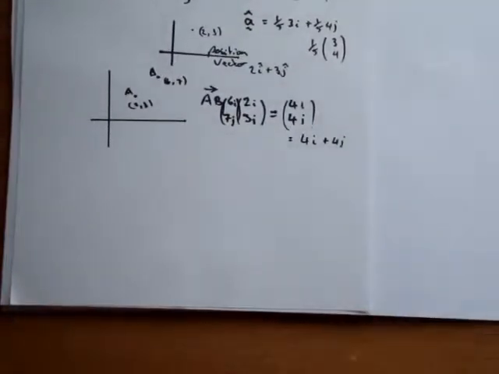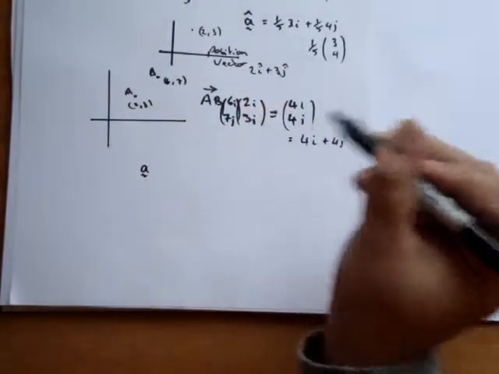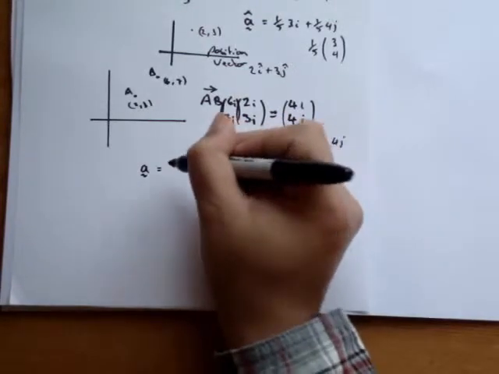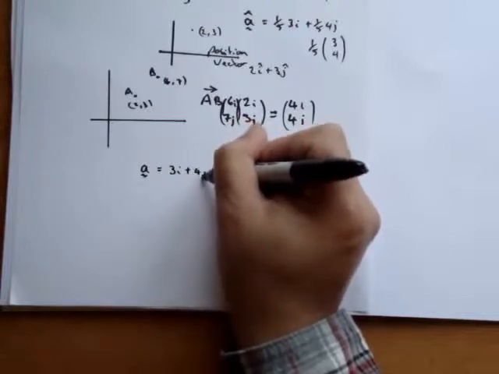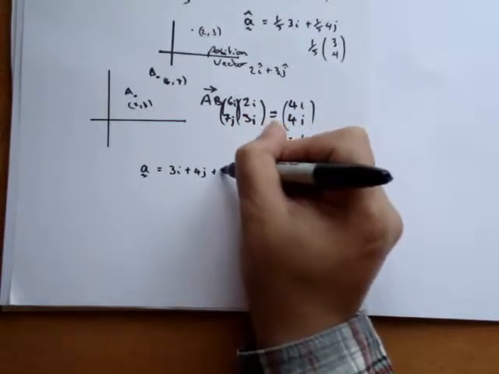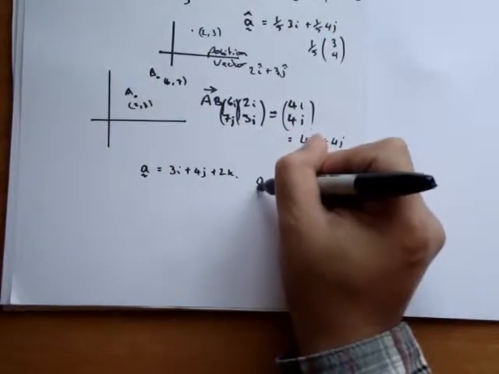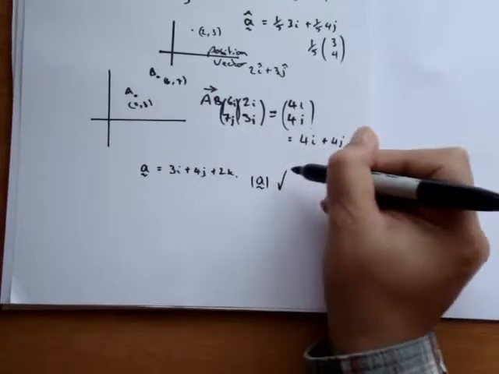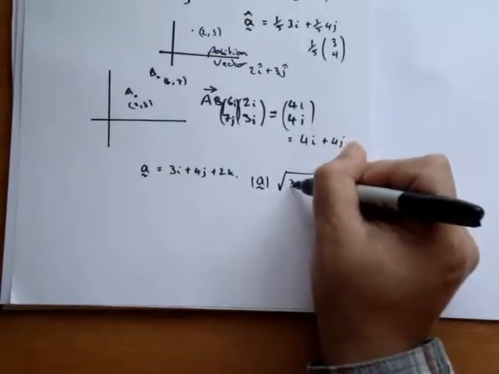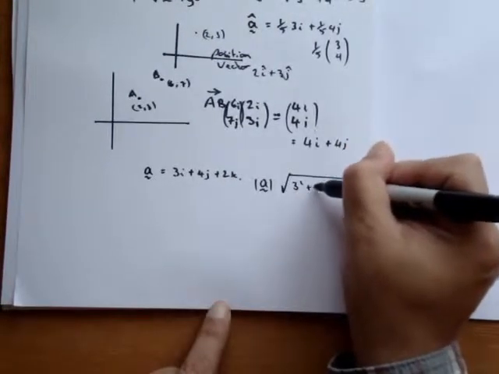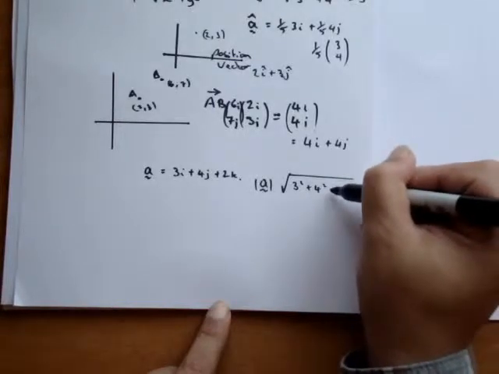If we have a quick practice, so our A vector is 3i plus 4j plus 2k. Our magnitude of A then becomes the square root of 3 squared plus 4 squared plus 2 squared.